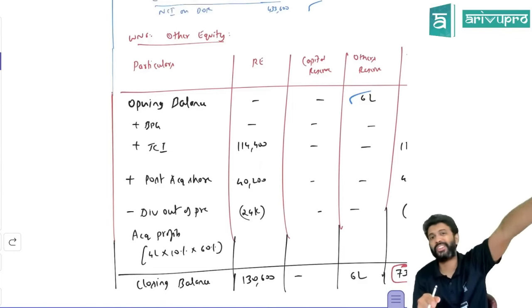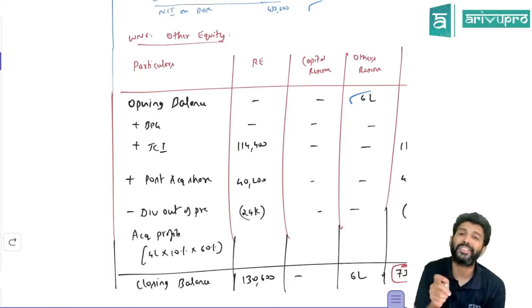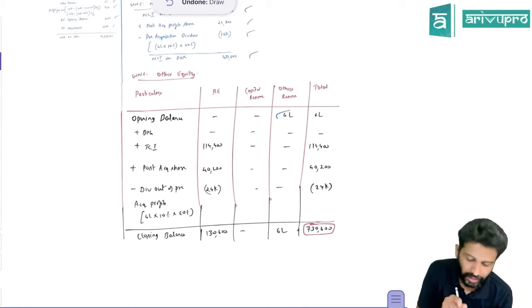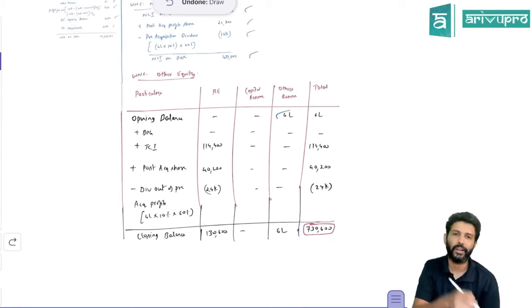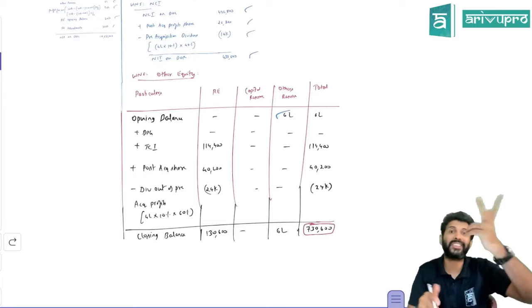Of that 40% NCI share you already reduced. 60% is parent share. 40,000 ka 60% is 24,000, which you will reduce from retained earnings ka working note, and you will get the balance of all the reserves. Summing it up, you're going to get 7,30,600. This 7,30,600 will directly come in your consolidated balance sheet as other equity.